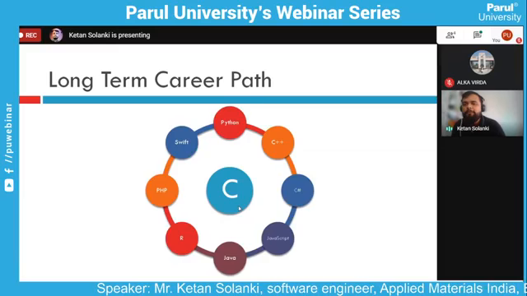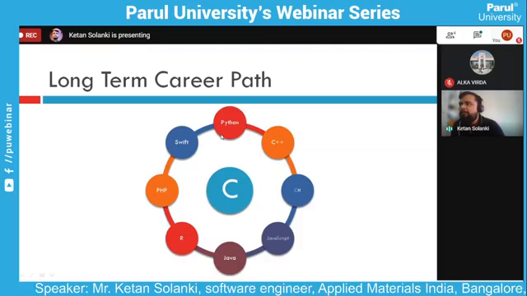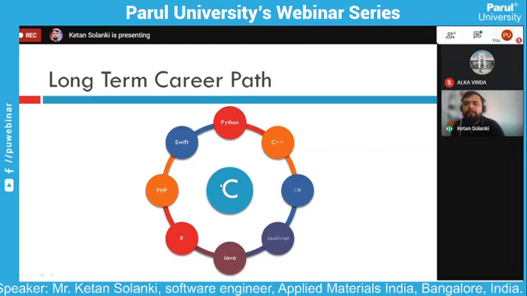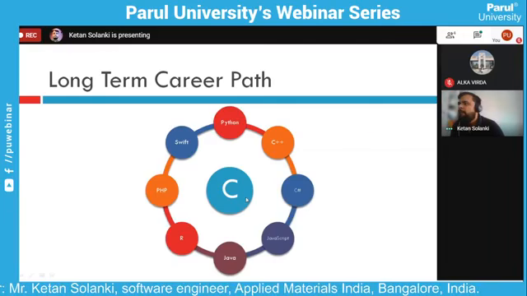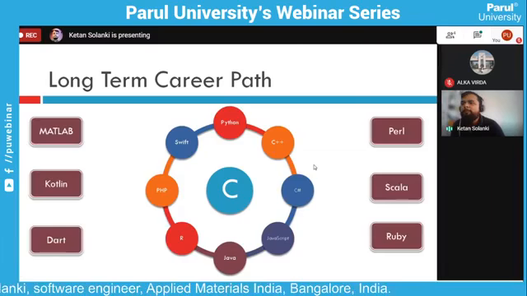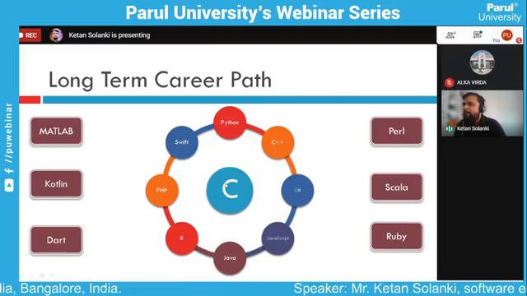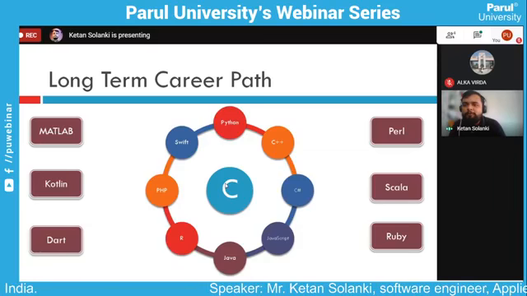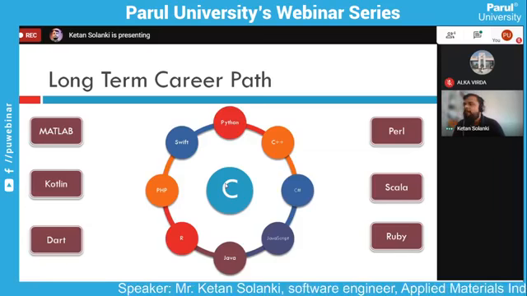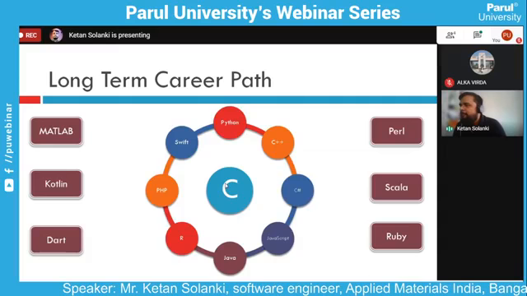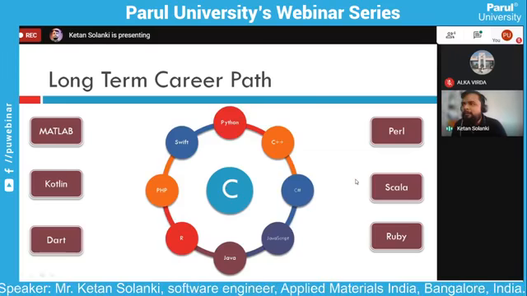If you know the C programming language, then it's easy to learn all other programming languages. So we have some more programming languages with some additional features, like you can learn MATLAB, Kotlin, Dart, Perl, Scala, and Ruby. Among all the list, we get confused about which one to choose and where to start.